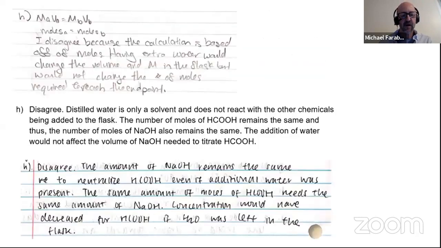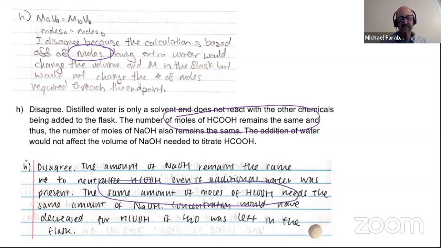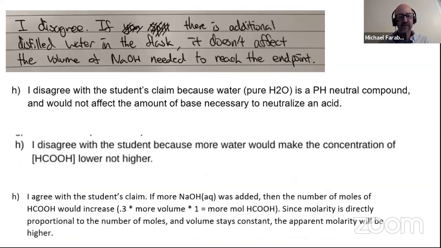All right, I disagree because the calculation is based on moles. I disagree because the number of moles remains the same. I disagree because the amount of sodium hydroxide remains the same to neutralize, even if additional water is added, because the same amount of moles is present. Okay, so those are all good answers.